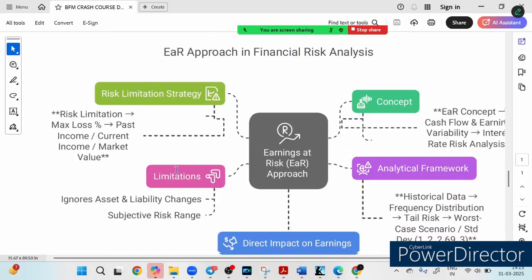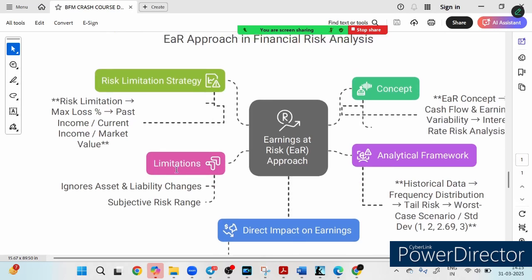Now friends, let's look at this EAR approach. Very important thing, right? Friends, what if you could predict how much your earning might drop due to risk? That is exactly what the earning at risk approach helps with. It is a powerful method used by business, used by bank to assess how fluctuation in market condition like interest rate or cash flow can impact their income.